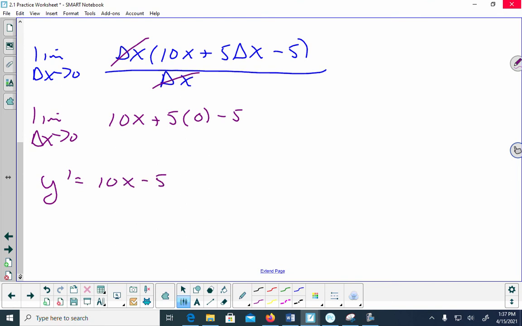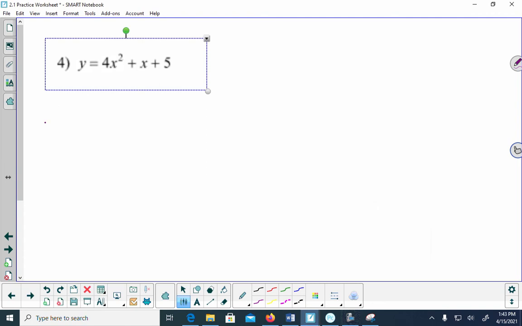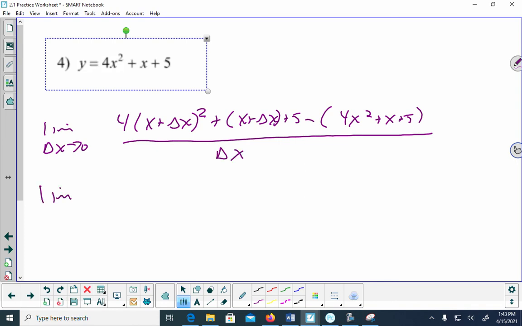Okay, doing the next one. Okay, now I have more room, so I'm still going to do the limit as delta x approaches 0 of 4 minus f of x. Remember, put it in parentheses so you do not forget to distribute that negative sign. And if you make a mistake when you square and distribute, then take the time to write it as 2 steps. So this will be 4x squared.